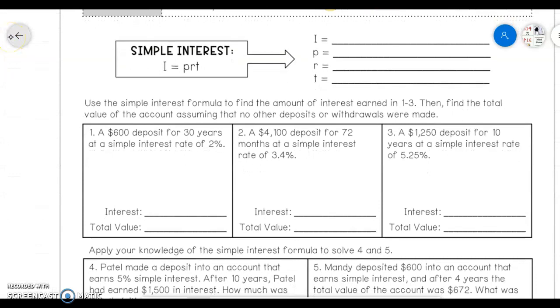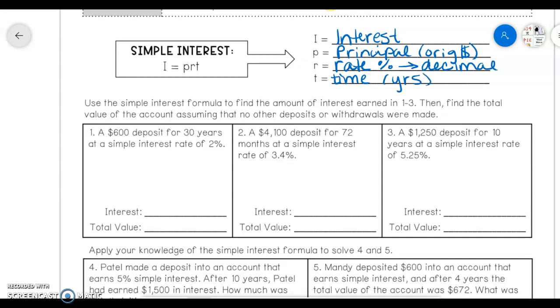I equals PRT, where again, I is our interest, P is our principal or our original amount, R is our rate. It is a percentage, but we need to change it to a decimal. And T is time. Time is generally in years.